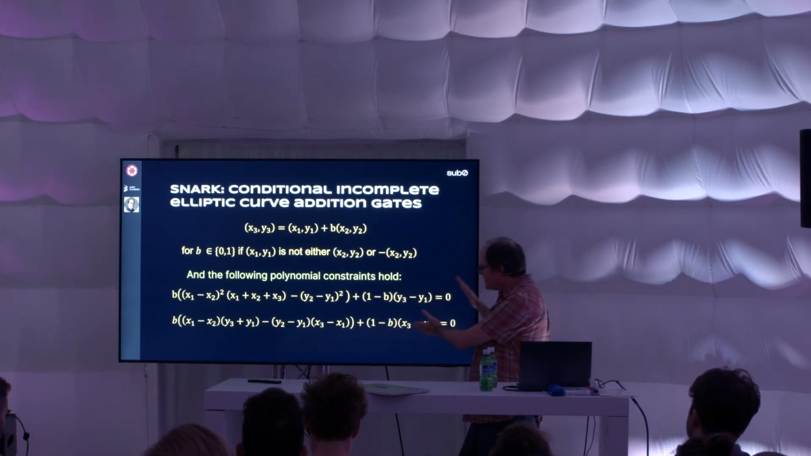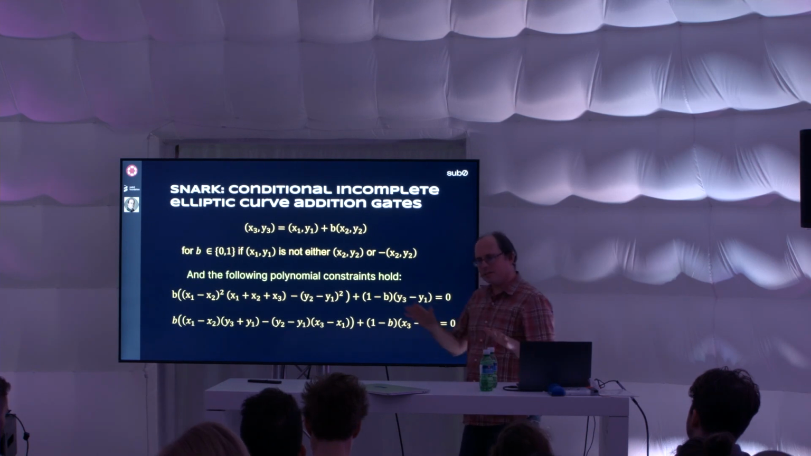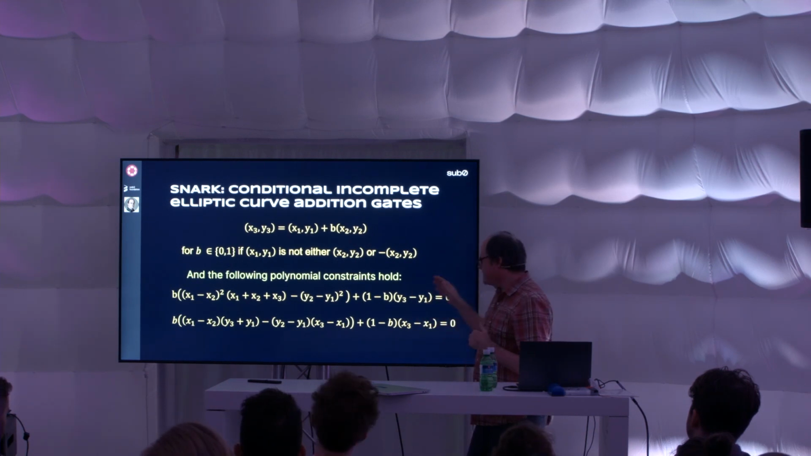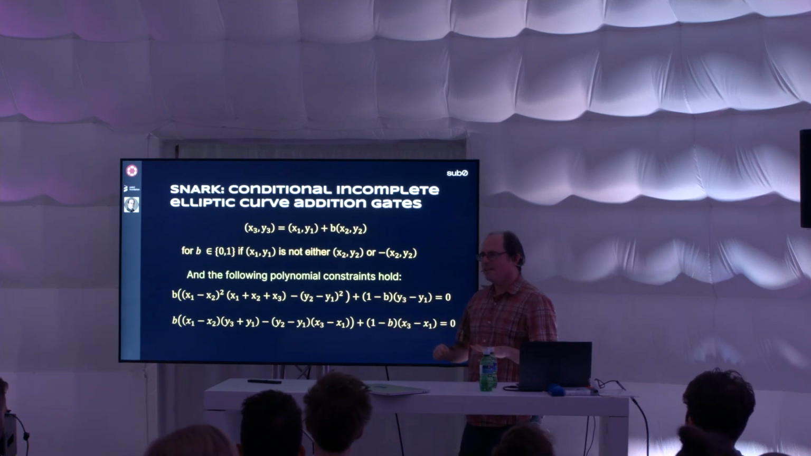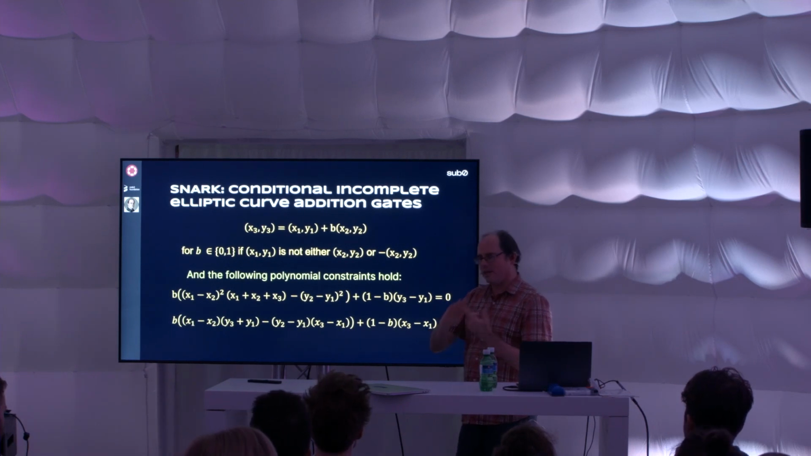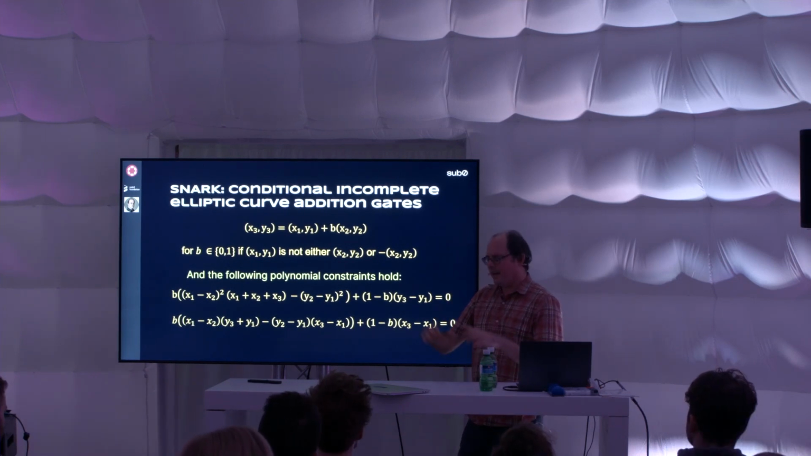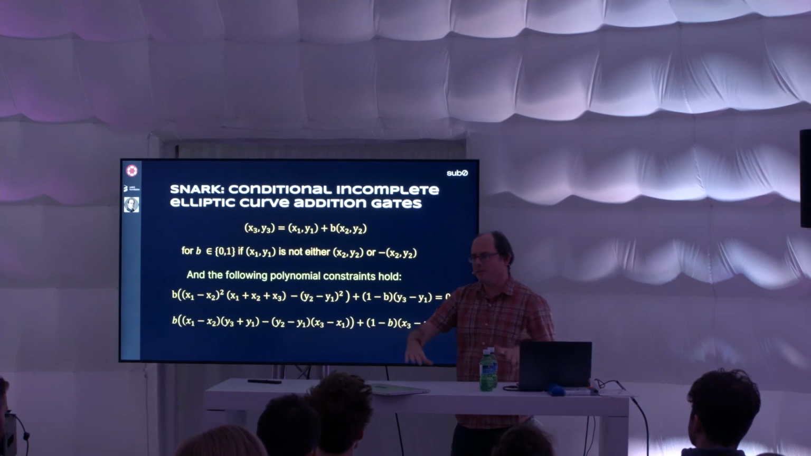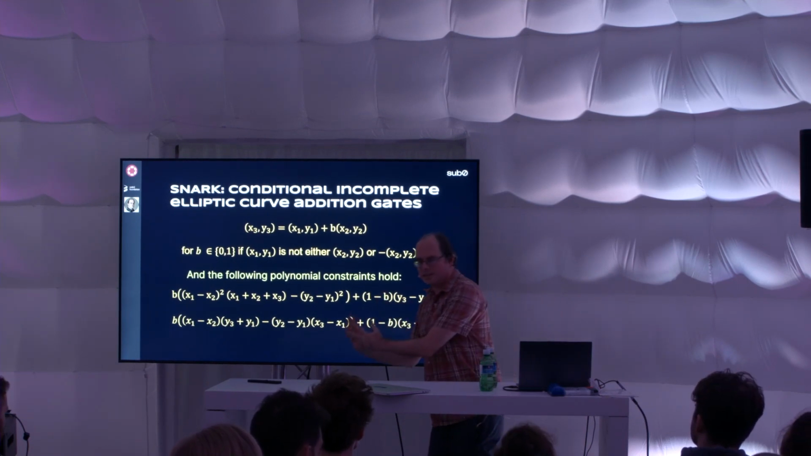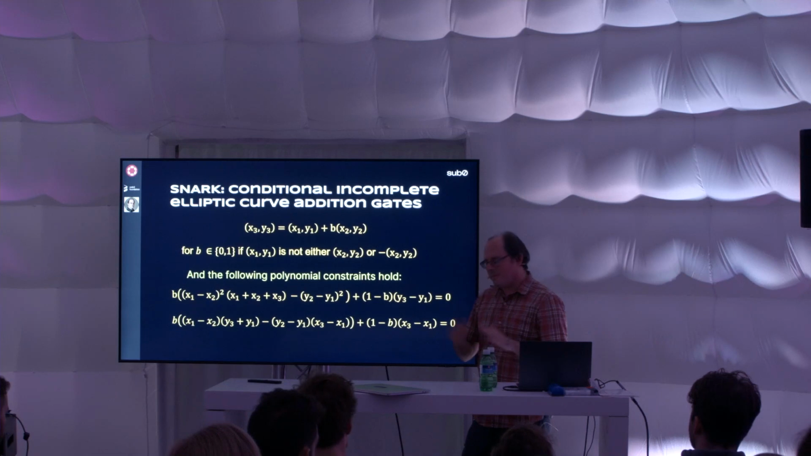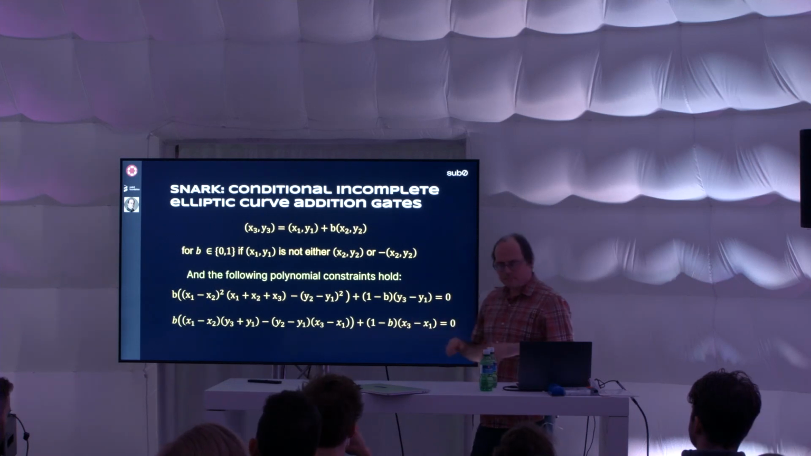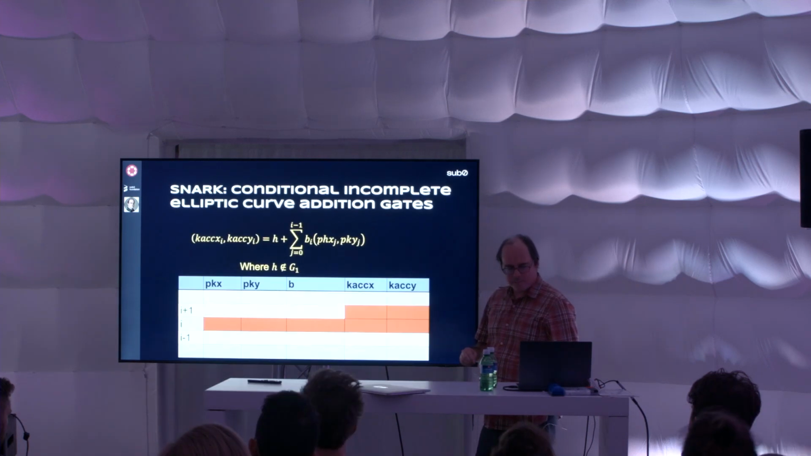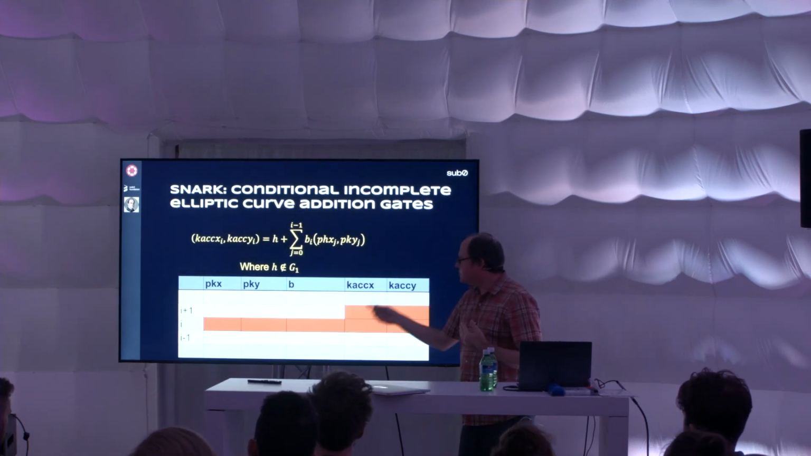I can write this in terms of polynomials. This is modular maths over some prime field. But the fortunate thing is that elliptic curves are modular math over prime fields, and this is exactly what you can do inside a SNARK, which is helpful. So what am I trying to compute? The sum of public keys.